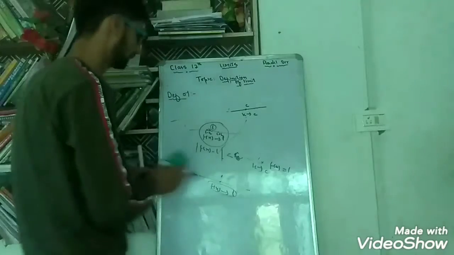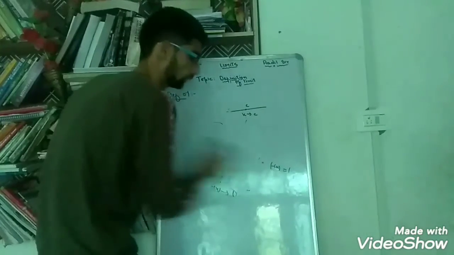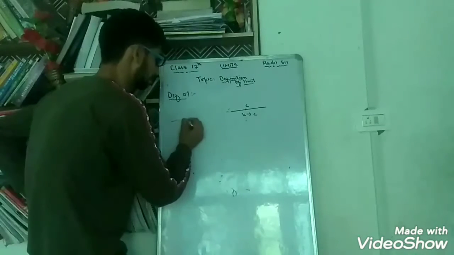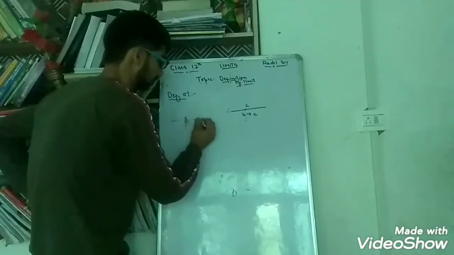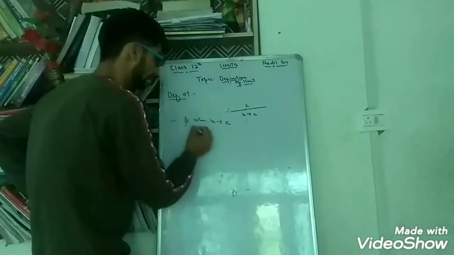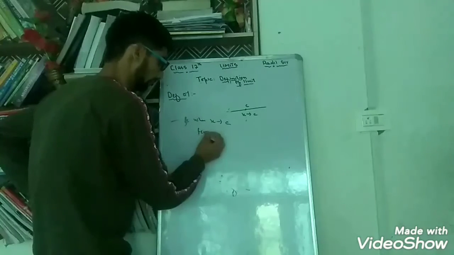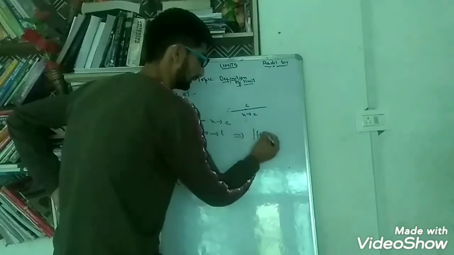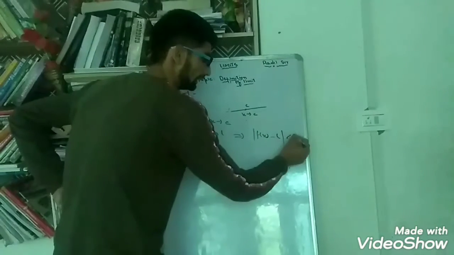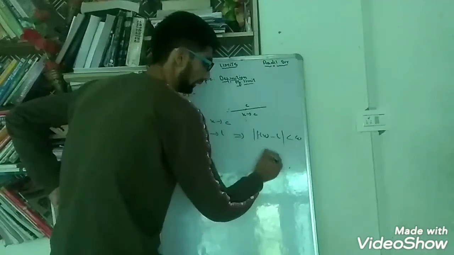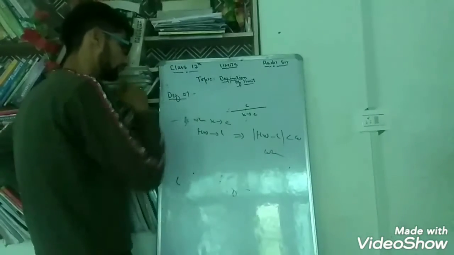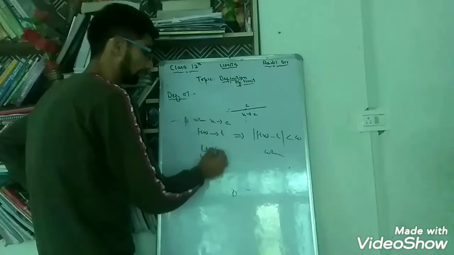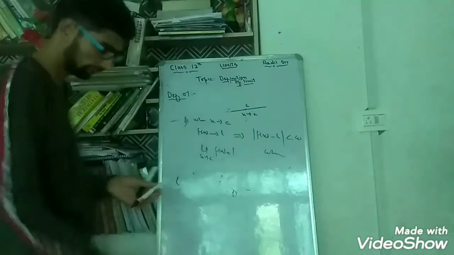So in a nutshell we write the definition. What we got: when x tends to c, f of x tends to L implies that the absolute value of f of x minus L is less than epsilon, while epsilon is small, and we write it as limit x tends to c, f of x is equal to L. We write now this definition.